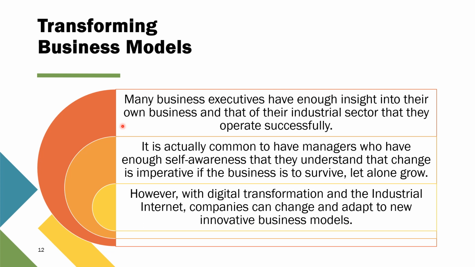However, if they utilize digital transformation and the industrial internet in their companies, they can change and adapt to a new innovative business model. For example, previously we were selling house to house or through salespersons. Currently we can utilize marketing of the product through the internet, Facebook, social media, and many other methods to popularize and sell their product.